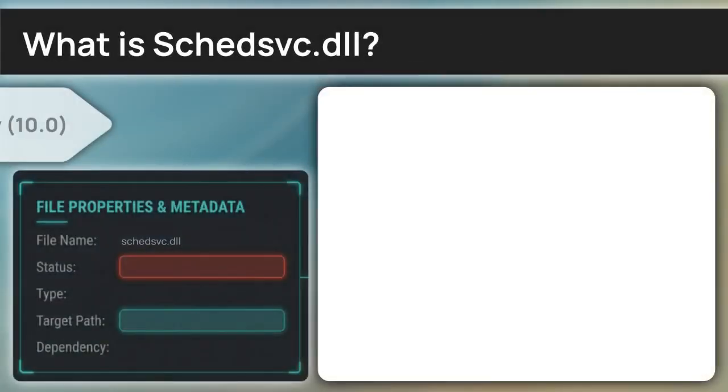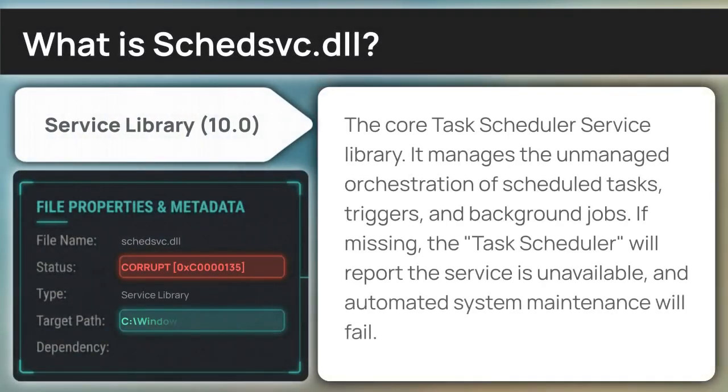This is the Schedsvc Library, the core task scheduler service library. It manages the unmanaged orchestration of scheduled tasks, triggers, and background jobs. If missing, the task scheduler will report the service is unavailable, and automated system maintenance will fail.